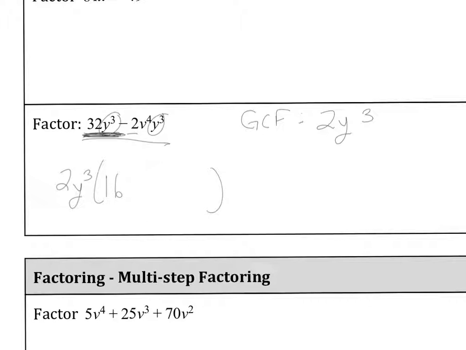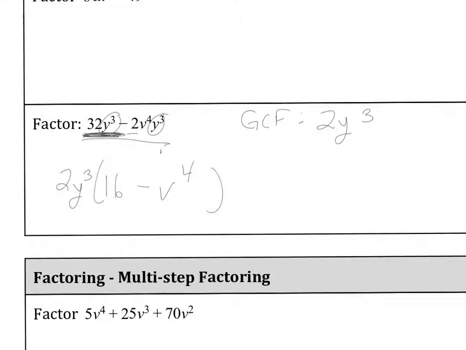Then I have to get this term back. So I pulled the 2 out, so I don't need to put any 2's in there. I will need a v to the 4th in there, but I will not need to put any extra y's in there because I pulled that out as well. And then this is subtraction, so that's subtraction. So this is not a bad start.